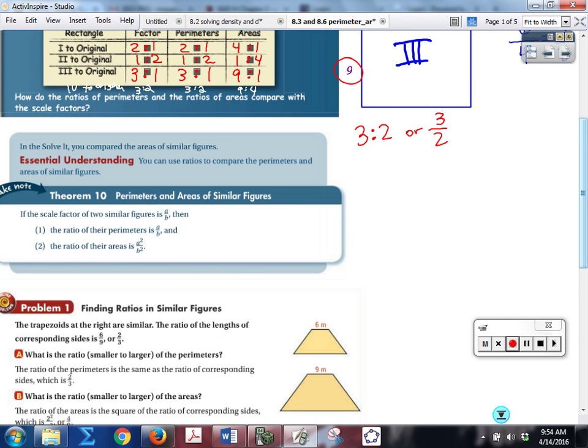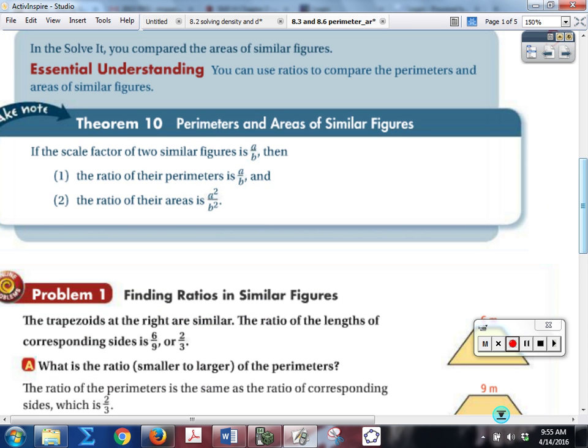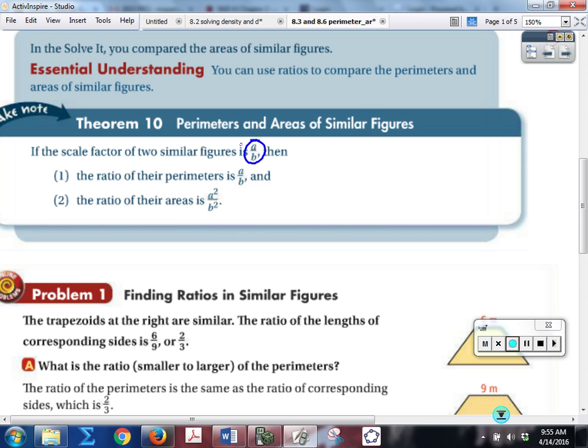If you have two similar triangles, so they have to be similar figures, and this is the scale factor, the ratio of the perimeters is exactly the same, but the ratio of the areas is a squared over b squared.